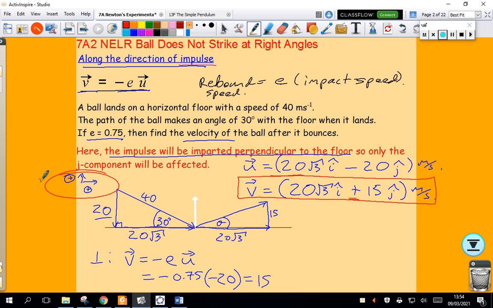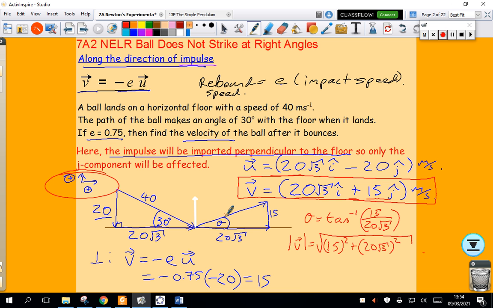You can find the speed of the object by taking the square root of its i component squared plus its j component squared. And you could find the direction of the object by taking tan inverse of 15 over 20 root 3. So theta there would be tan inverse of 15 over 20 root 3. And the speed, the magnitude of the velocity, would be equal to the square root of 15 squared plus, make sure you put the 20 root 3 inside the bracket, squared. Okay, that will be the speed and direction after impact, direction above the horizontal.